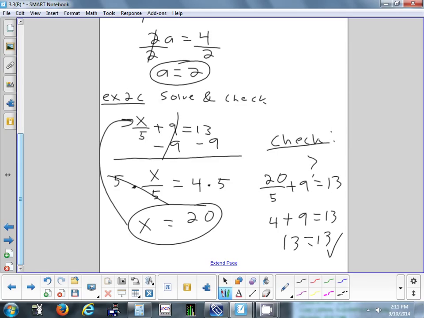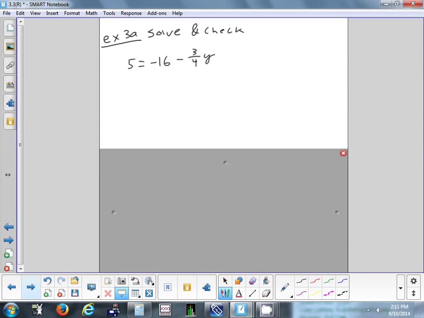Okay, any questions on that? All right. Let's try the next one. We got 5 equals negative 16 minus 3/4 y. Okay, so make sure you're copying this down. How many examples are there going to be? As many as 9 examples. Okay, so 5 equals negative 16 minus 3/4 y. What's the first thing we have to check? What does SAM stand for?